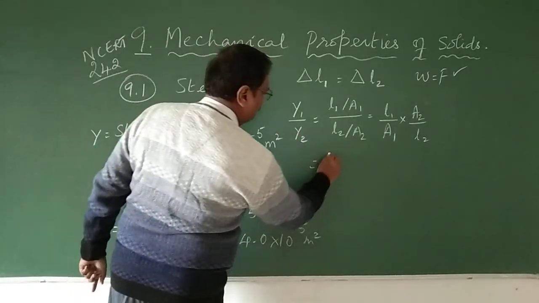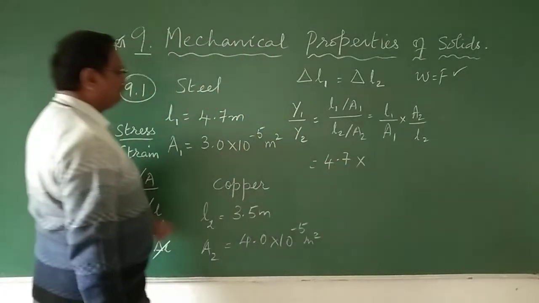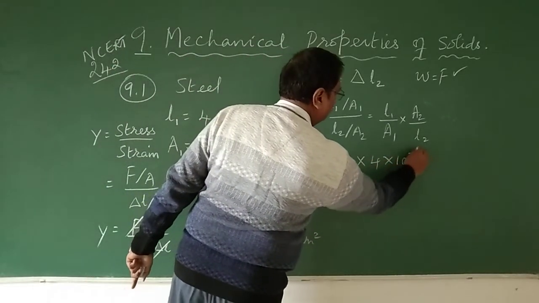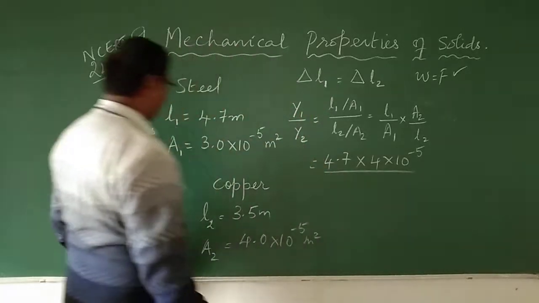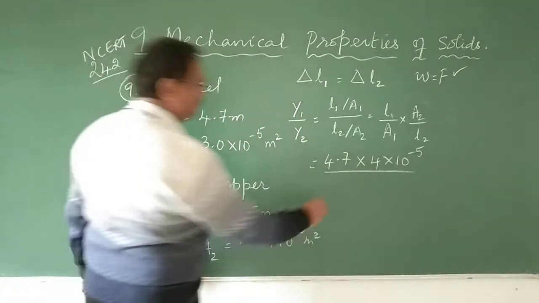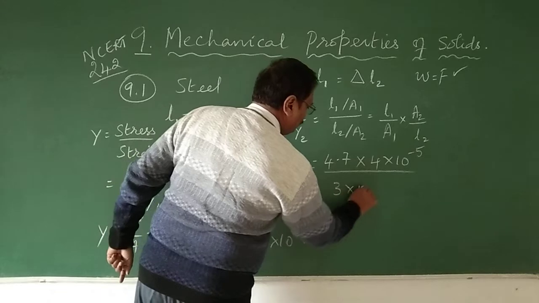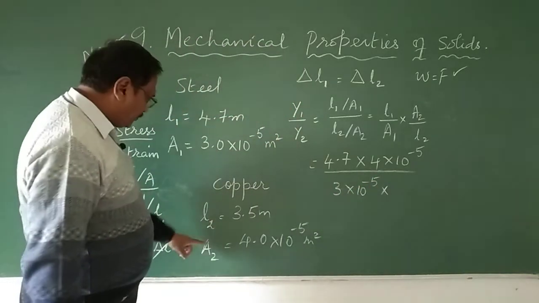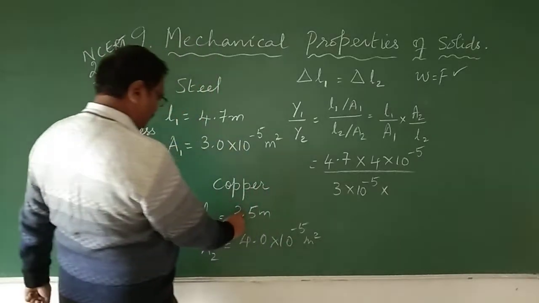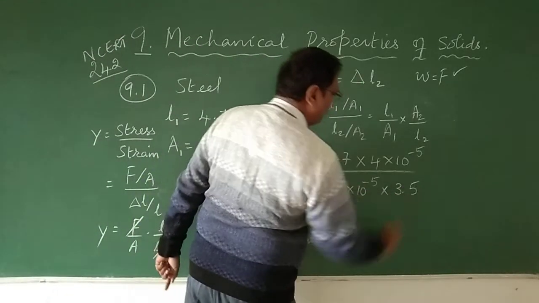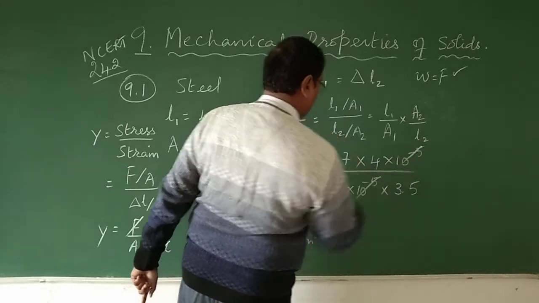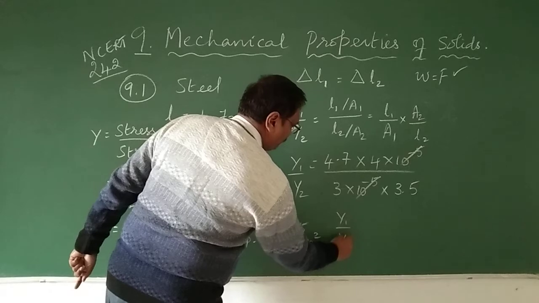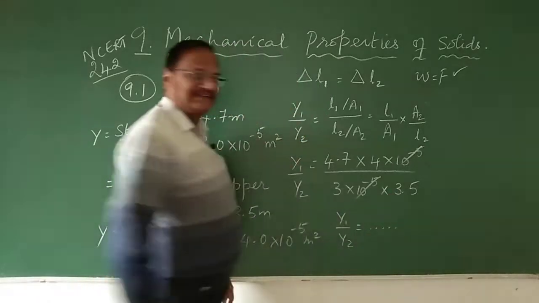L1 is 4.7 meter multiplied by A2, area of this is 4 into 10 power minus 5 meter square, whole divided by A1 that is of the steel, 3 into 10 power minus 5, multiplied by L2 that of the copper, the second material, 3.5. Okay, this and this will get cancelled. That is Y1 upon Y2. You try to solve it, Y1 upon Y2, you will get the answer.